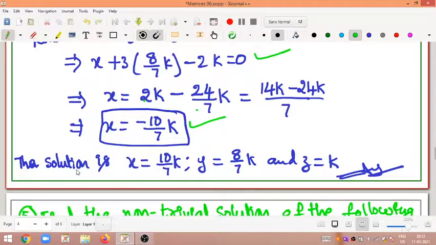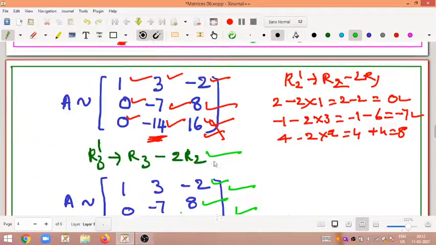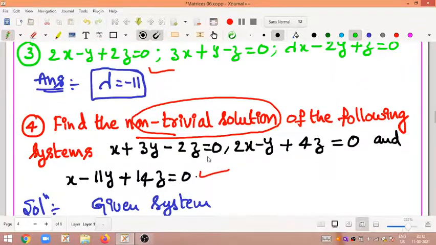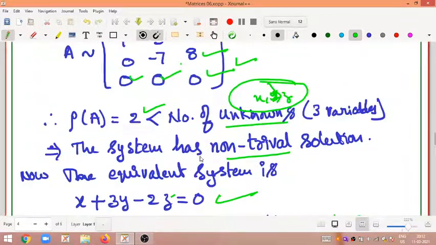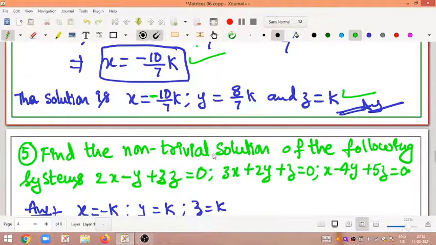So my friends, the solution is x is equal to minus 10 by 7 k, y is equal to 8 by 7 k, and z is equal to k. This is the solution of the given system. Okay, I hope you all understood. So I will move on to the next question.